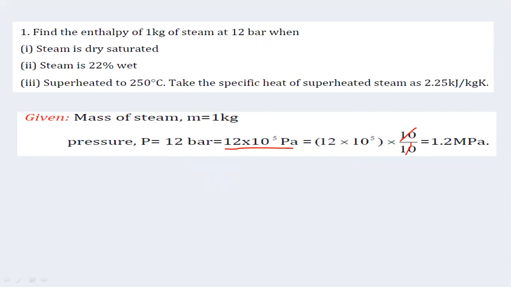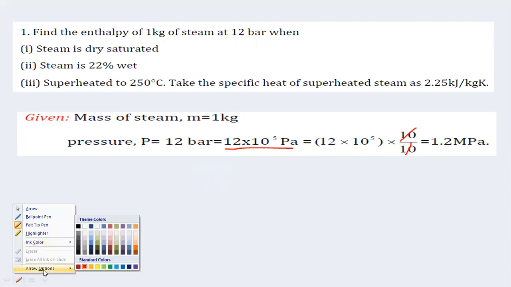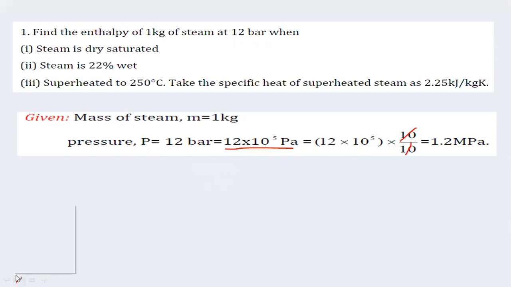If I multiply and divide by 10, there is no change. When I multiply with 10, this becomes 10 raised to 6. So 12 into 10 raised to 6 is 12 megapascal. Dividing 12 megapascal by 10, what do we get? I get 1.2 megapascal.